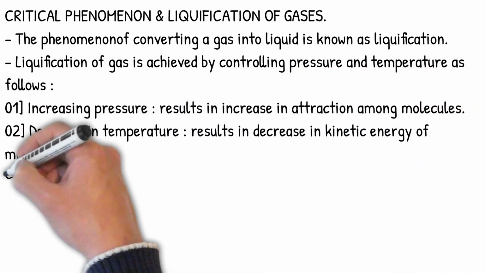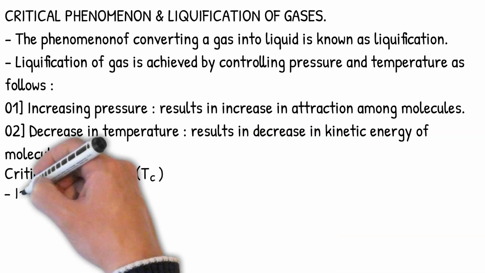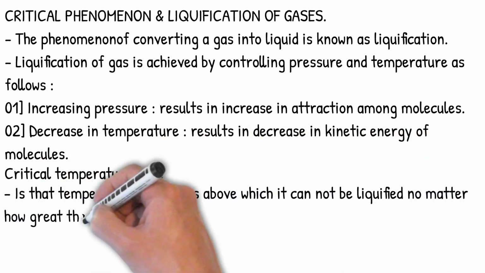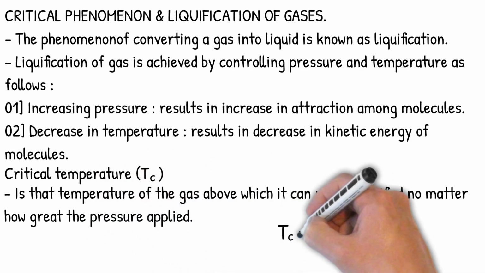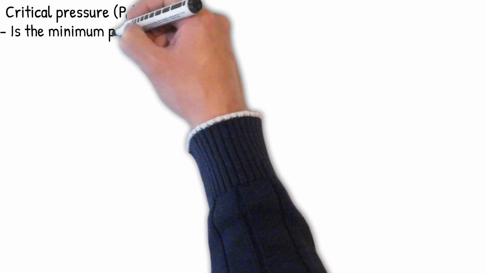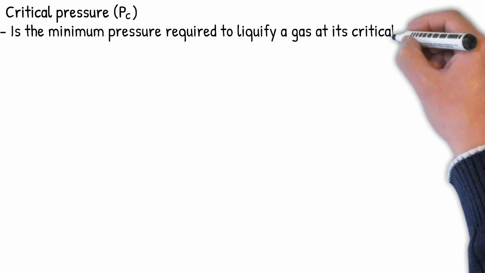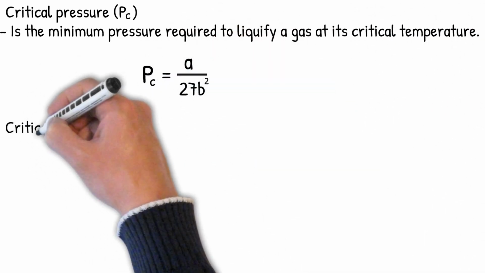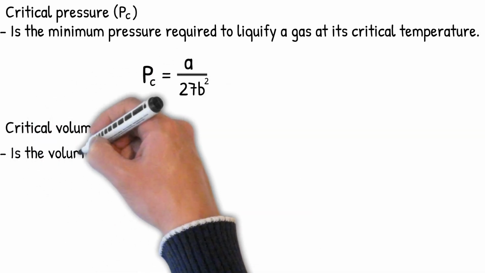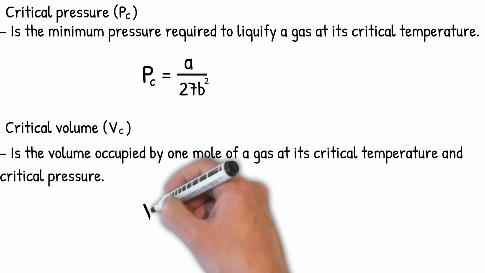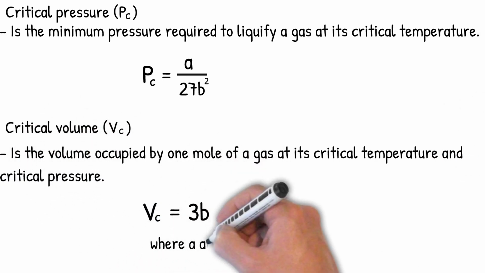Critical temperature, Tc, is the temperature of a gas above which it cannot be liquefied no matter how great the pressure applied. Tc equals 8a divided by 27Rb. Critical pressure, Pc, is the minimum pressure required to liquefy a gas at its critical temperature. Pc equals a divided by 27b². Critical volume, Vc, is the volume occupied by 1 mole of a gas at its critical temperature and critical pressure. Vc equals 3b, where a and b are Van der Waals constants.